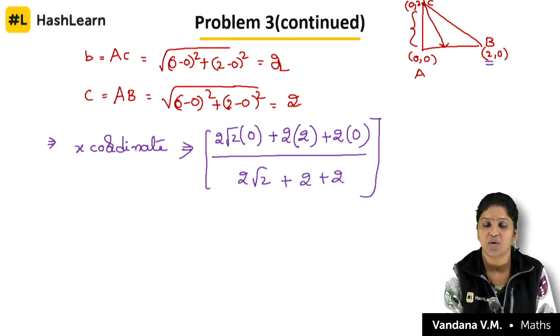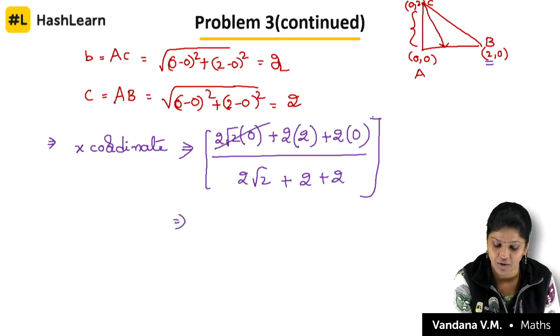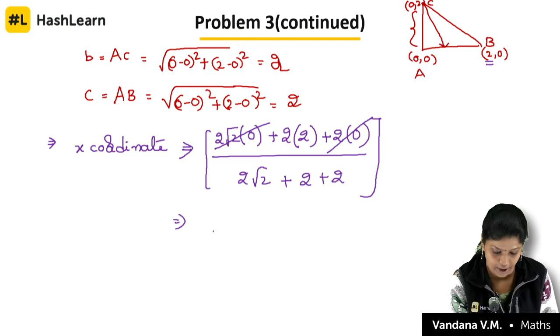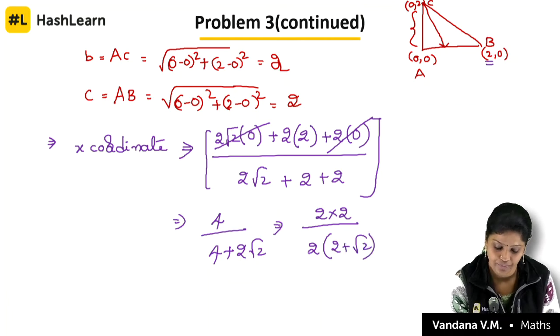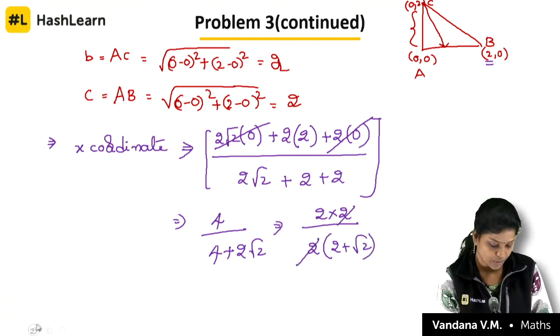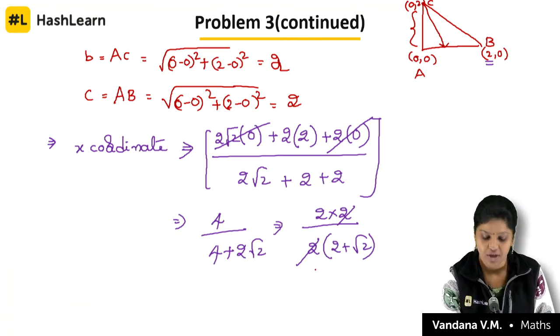I don't want the y coordinate, no need to find out. These terms become 0, and 2 into 2 is 4, so 4 by 4 plus 2 root 2. Take out common terms, this can be written as 2 into 2, take out common, 2 plus root 2. Again the 2s will get cancelled. Root 2 should not come in the denominator.